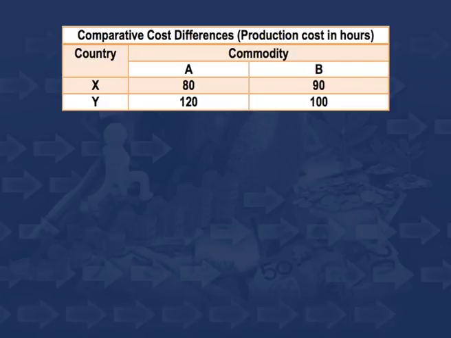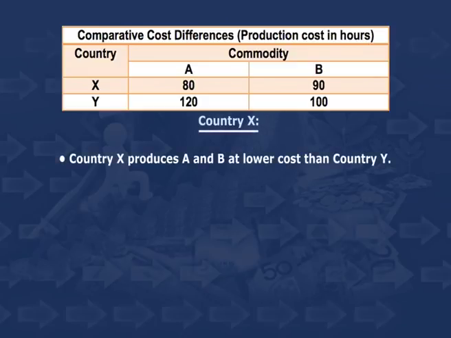We can explain the theory of comparative cost differences with the help of a table. Let's assume that there are two nations, X and Y, and there are two commodities, commodity A and commodity B. Country X requires 80 hours of labor work to produce 1 unit of commodity A and 90 hours of labor work to produce 1 unit of commodity B. Country Y requires 120 hours of labor work to produce 1 unit of commodity A and 100 hours of labor work to produce 1 unit of commodity B.